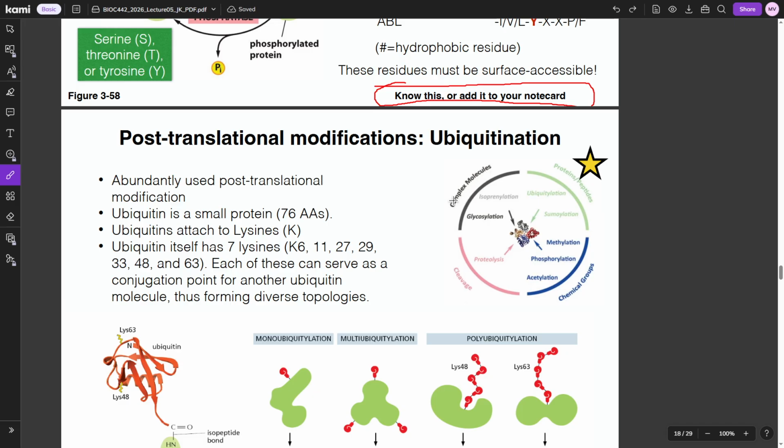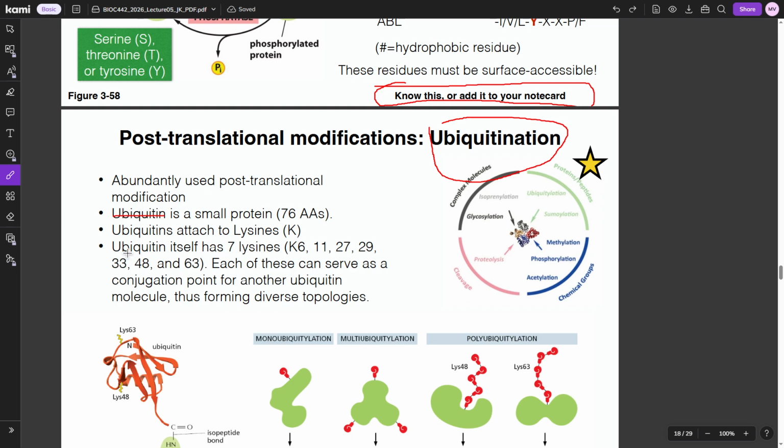So, other kinds of post-translational modifications: ubiquitination. You talked about ubiquitination in 441. It's an abundantly used post-translational modification used to signal degradation and other things. Ubiquitin is a very small protein, 76 amino acids, that attaches to lysines, forming basically an amide bond. Ubiquitin itself has 7 lysines, and if you bind one ubiquitin, you can use it as a branch point to add more ubiquitins.